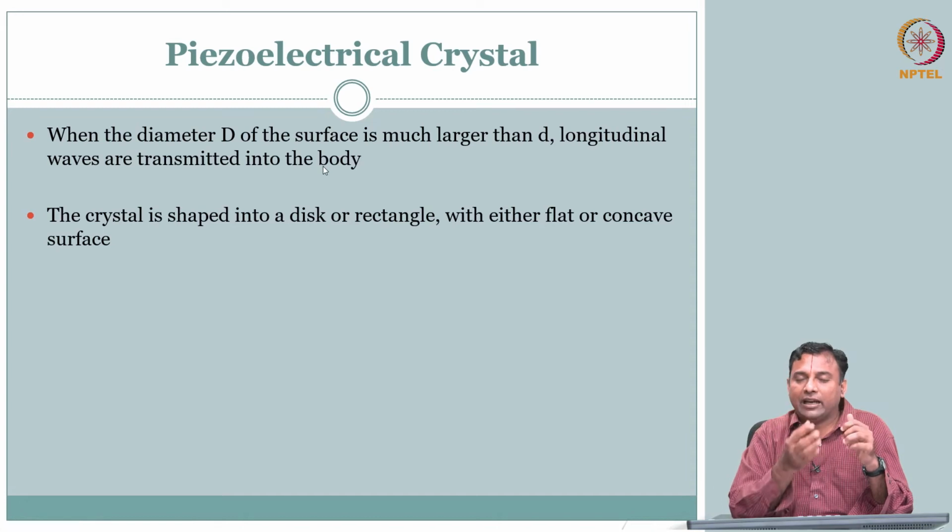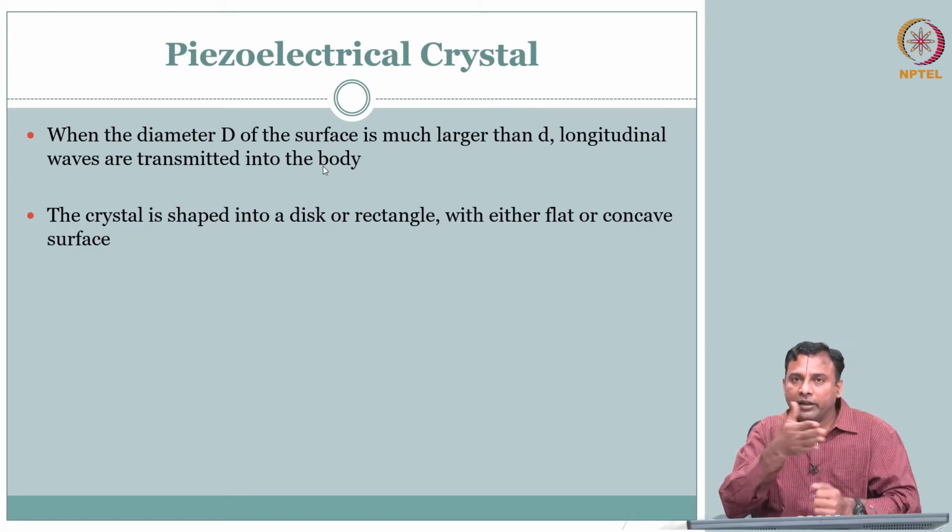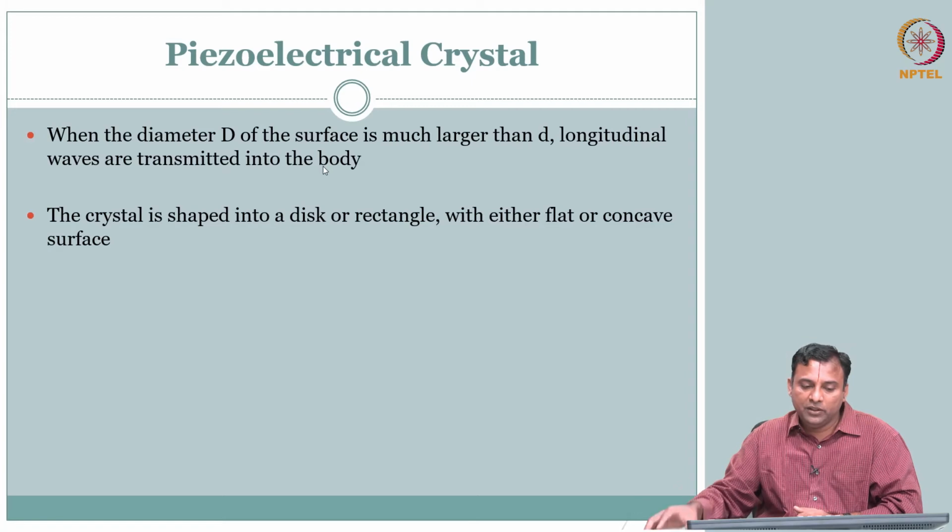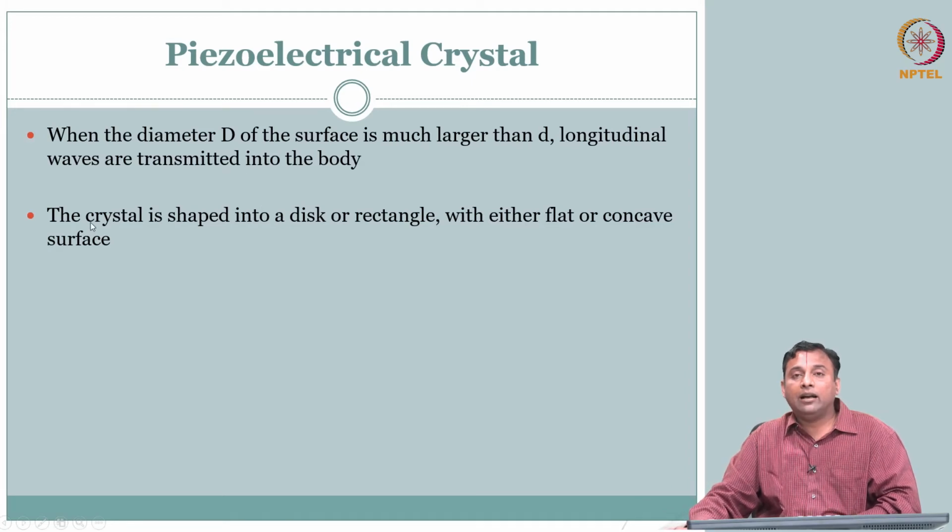So we engineer the crystal so that you predominantly get a compressional wave that can be sent into the body. This wave has to be sent into the body. So you can cut this crystal, thickness is one direction, and the other dimensions you can cut to a disc or a rectangle. It can be circular or rectangular, right. You can have either a flat surface or concave surfaces.